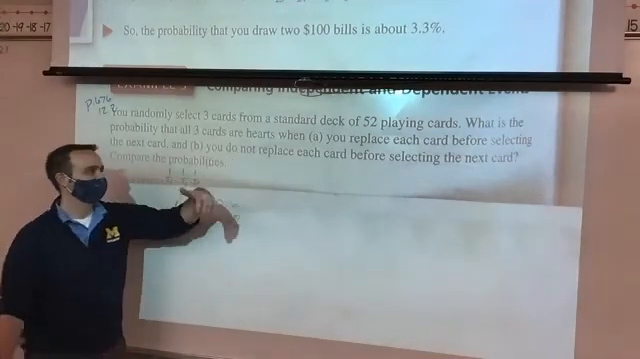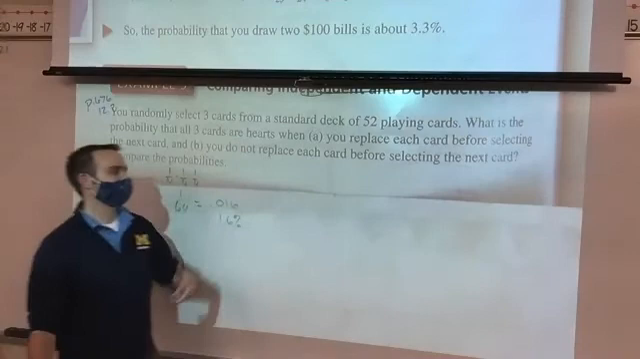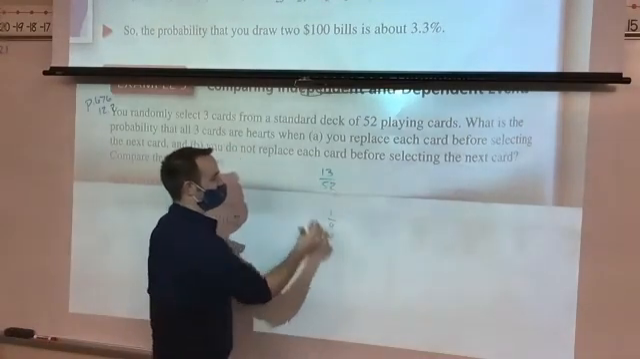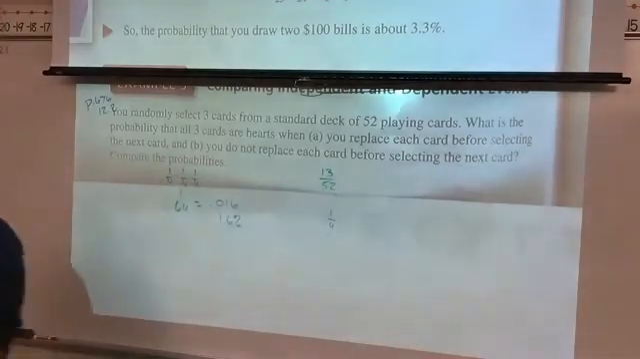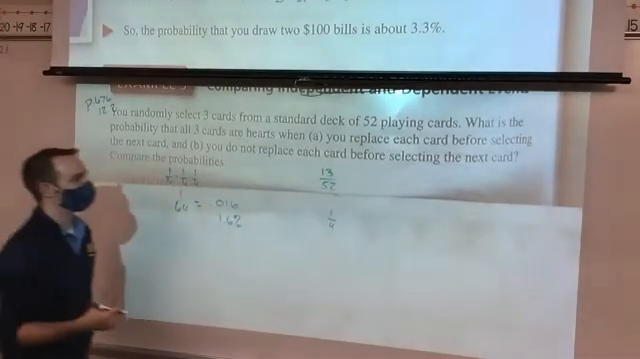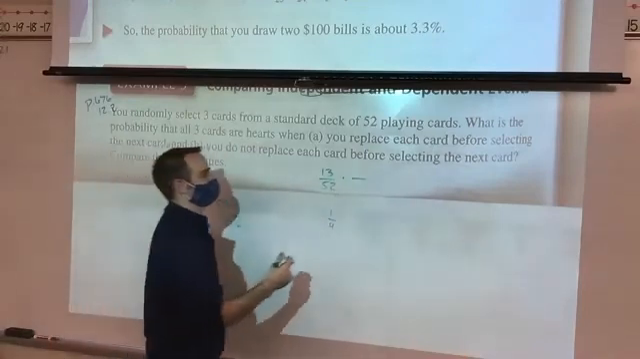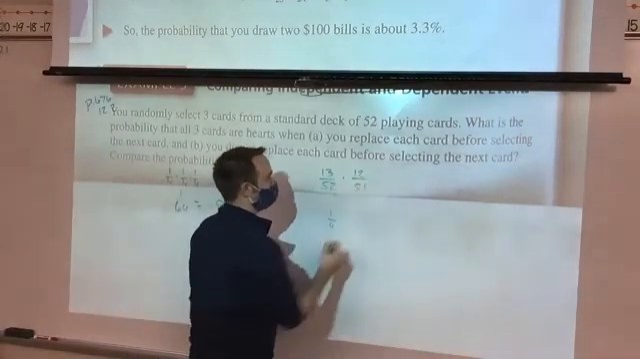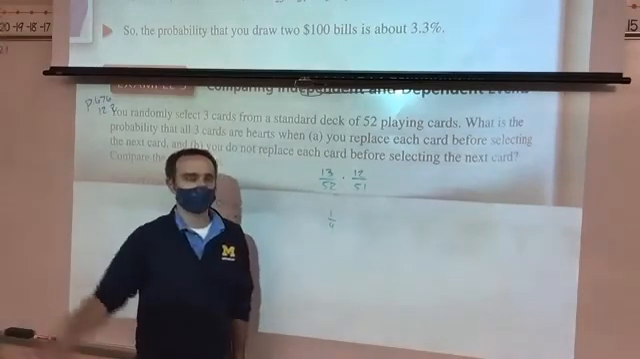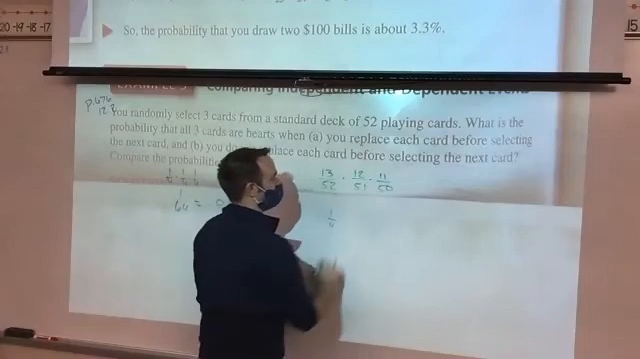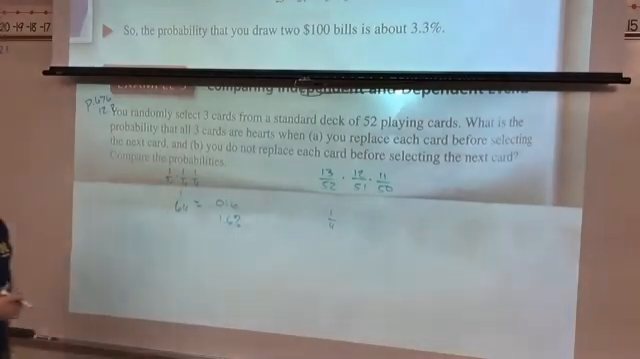Now for B, we do not replace. That first time is gonna be 13 out of 52. It's a 1/4 chance. There's 13 of each suit. There's 13 out of 52 that first time. We don't replace it. What's that next one going to be here? 12 out of 51, right? Because we took that heart out. So now we have 1 less heart. We have 1 less total. Same thing as we go that third time, 11 out of 50.